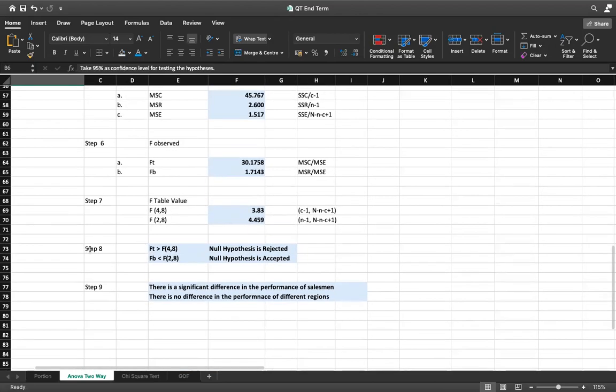So now the second last step is comparing your FT with your F4,8 value. We can clearly see that 30 is obviously greater than 3.8. So your null hypothesis is rejected because it does not lie in the acceptance region. In a similar way, we see that F blocks, 4.4, is greater than 1.7. So we accept the null hypothesis.